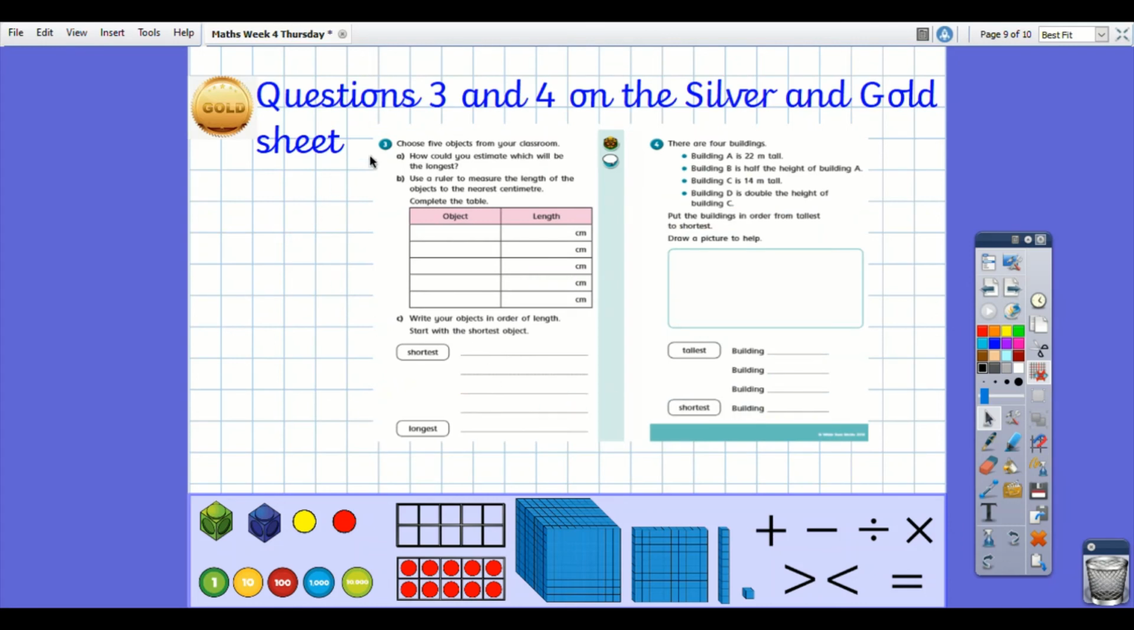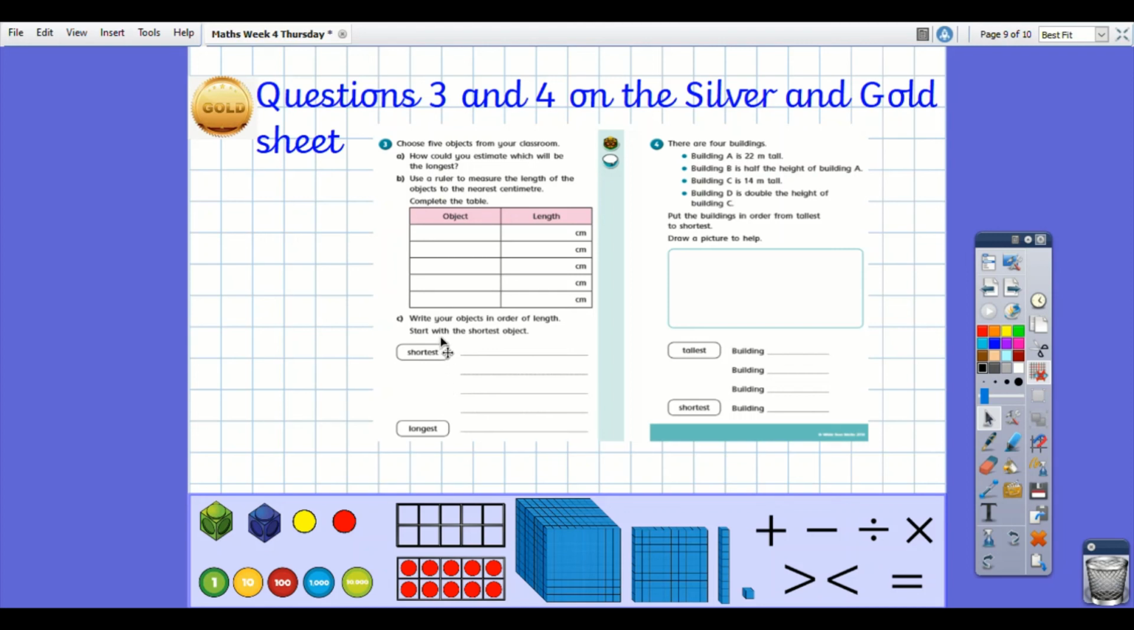Gold, you are only doing questions 3 and 4, so I'd like you to maybe have a go at 2 or 3 of the questions on platinum as well today, please. So what you've got to do is choose, it says choose 5 objects from your classroom, but just like the other day, we don't mean classroom, we mean house. And then you're going to say how you could estimate which will be the longest, and then you're going to use your centimetre ruler that you've got in your home learning pack to measure the length of the objects to the nearest centimetre, okay? And then fill in the table.